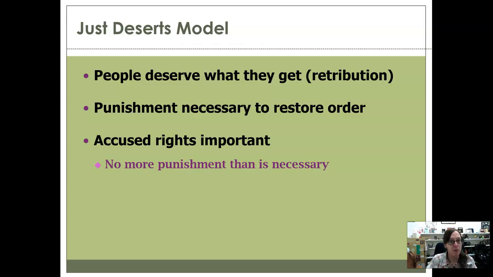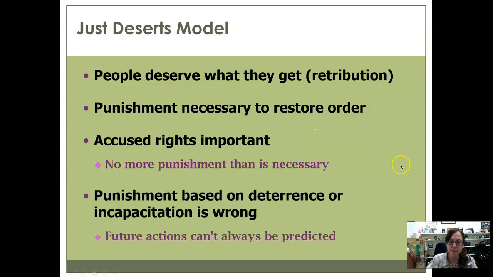So that's also an important part of this model: yes, people deserve punishment if they've done something wrong, but they don't deserve more than the harm they've caused. And so from this model, punishment based purely on either deterrence or incapacitation is wrong, because that means we're basing it on future actions that we're trying to predict. If we say, we want to put this person in prison so they don't commit a crime again in the future, we want it to be that bad thing they don't want to do again.